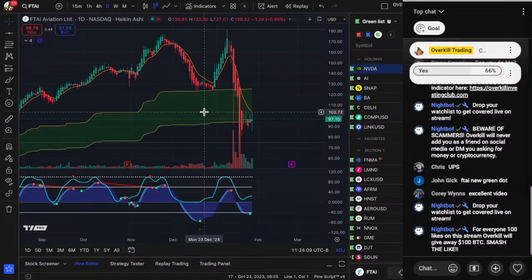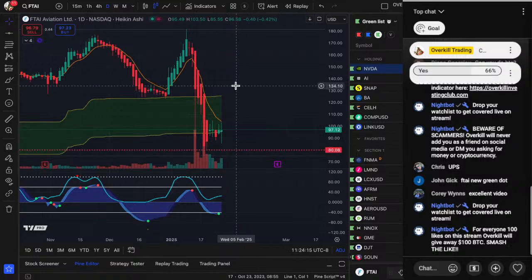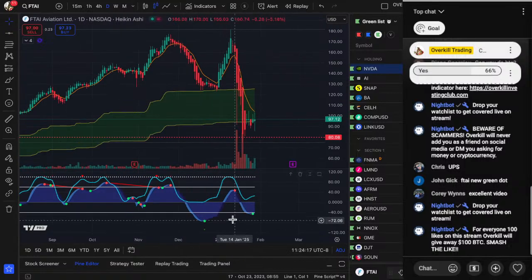And I'm looking at a 4-hour chart. My bad. I accidentally clicked on the 4-hour, not the daily. But yeah, that has a green dot there as well. I would use a stop loss on this trade at $80 if you want to play it.